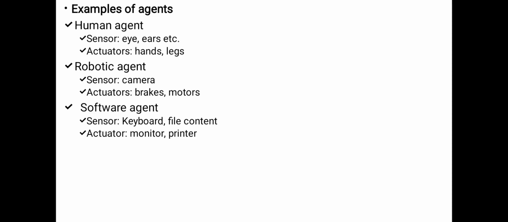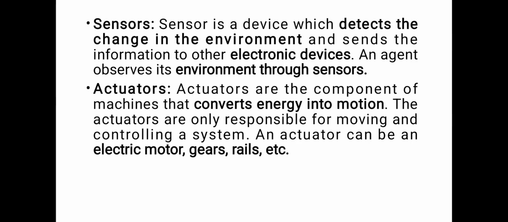For humans the sensory organs are eyes, ears, etc. and the actuators are hands and legs. Sensory organs are used to sense the environment and get the input about the environment, whereas the actuators help in performing some actions in the environment. For a robotic agent, the sensor will be a camera and the actuators are brakes, motors, etc. For a software agent, the sensors are keyboard, file content, etc. and the actuators are monitor, printer.